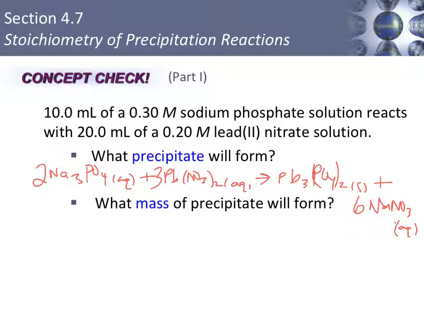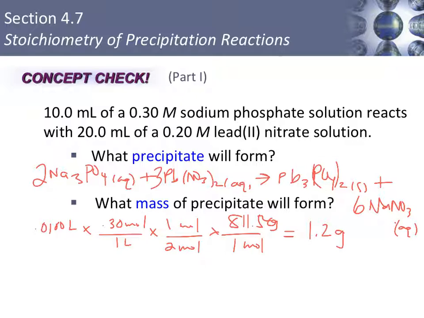Well, we have information about both reactants. This is a limiting and excess reactant problem. We have to find that limiting reactant to predict the mass of precipitate that will form. So using the volume of the sodium phosphate, we'll get to moles. So we can do our mole ratio, switch between the sodium phosphate and the lead phosphate. And then lead phosphate has a molar mass of 811.54 grams per mole.